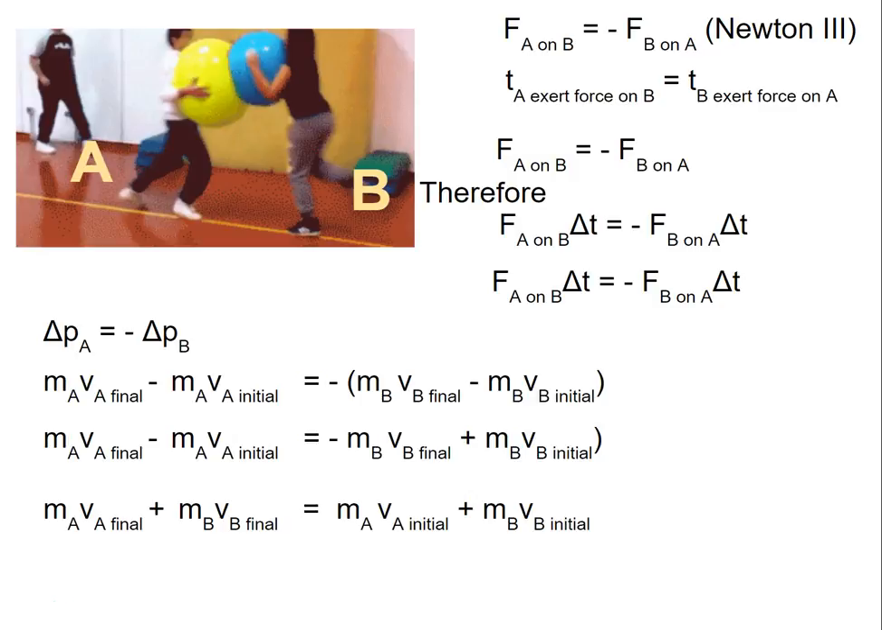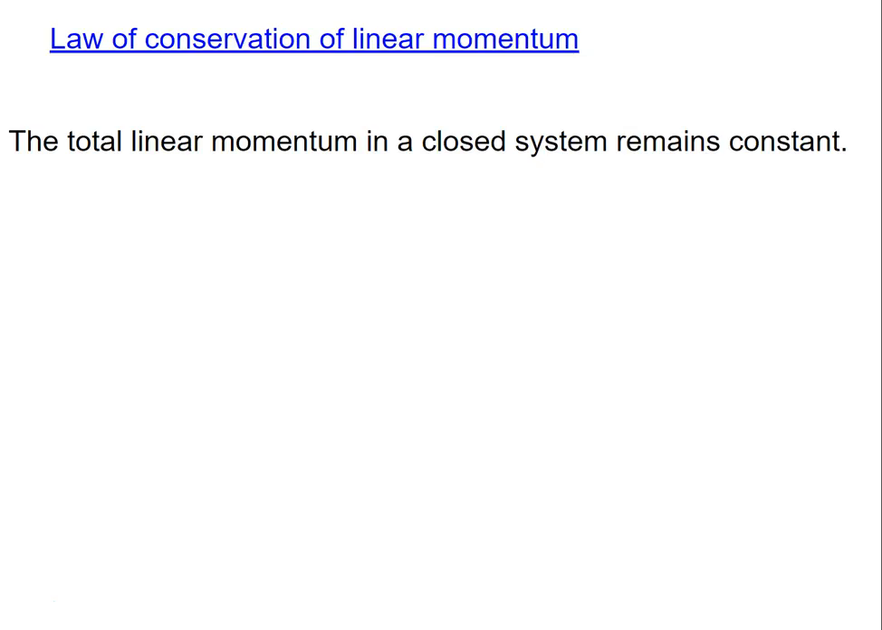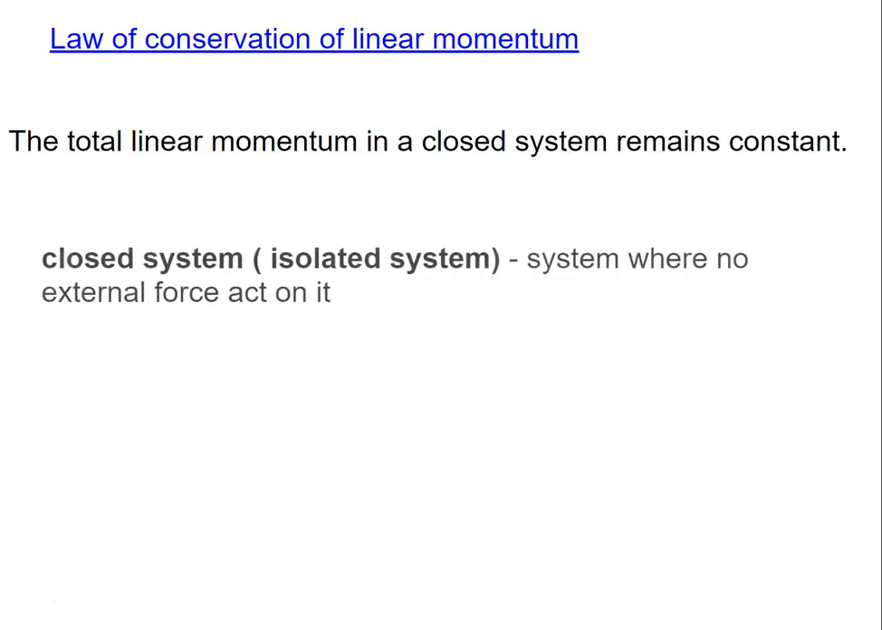Then if I add up all the momentums in the beginning of the two different bodies, that is going to be equal to the sum of all the momentums at the end. And that is called my law of conservation of linear momentum. The total linear momentum in a closed system remains constant. What is a closed system? A closed system is just an isolated system where no external force acts on it.